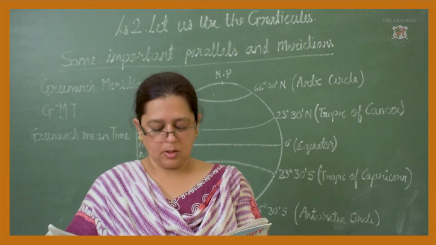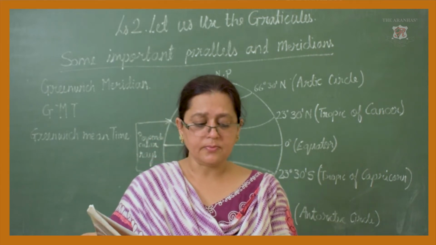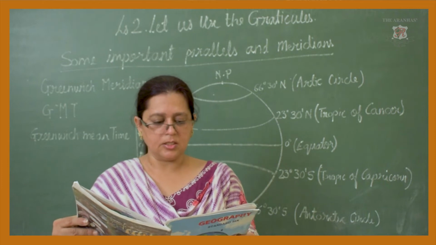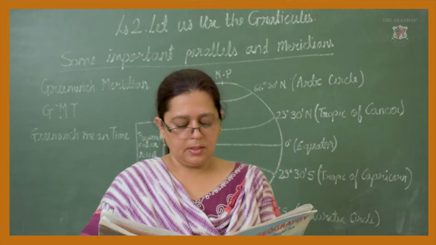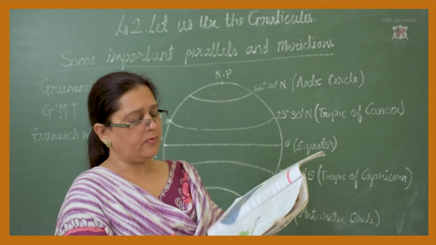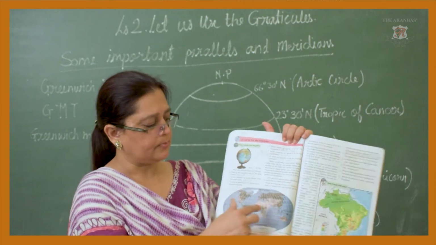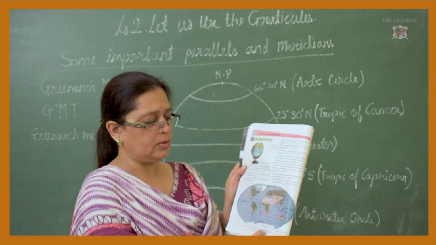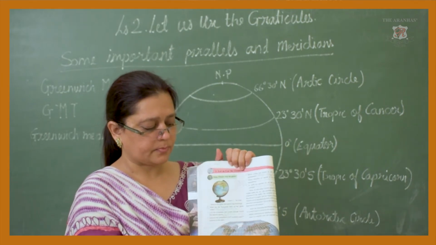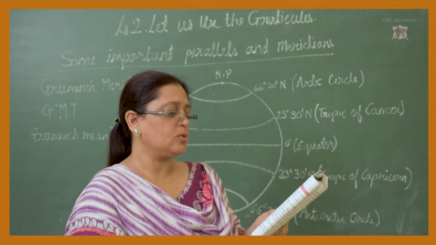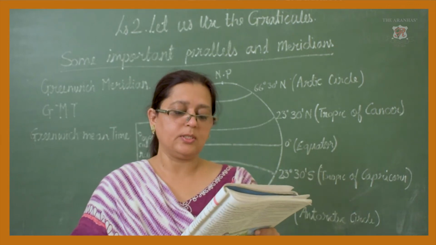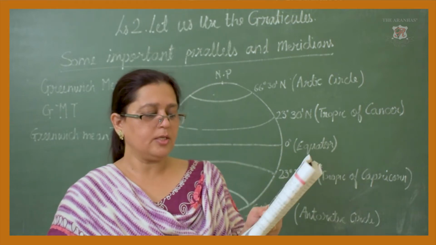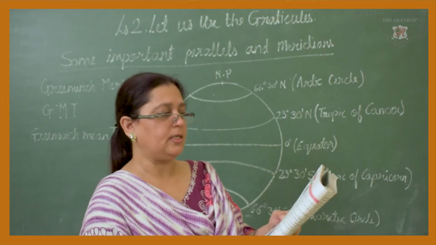Now children, on page number 10, they are given some questions over here. We'll just answer through this. They are giving a world map over here. You can see a world map. Turn to page 10. We'll read the first question. What are the horizontal lines on the globe called? What are the horizontal lines?